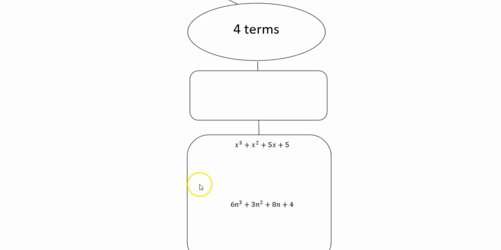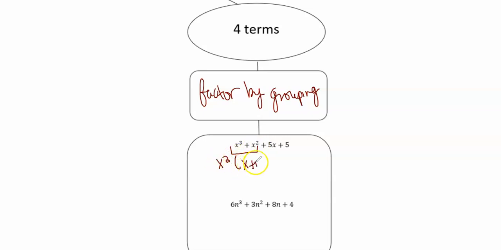Last one to do is talk about if I have 4 terms. I do factor by grouping. So I look at what these two have. This is an x squared. I end up with an x plus 1. These two have a 5. I end up with an x plus 1. My matching, my leftovers.